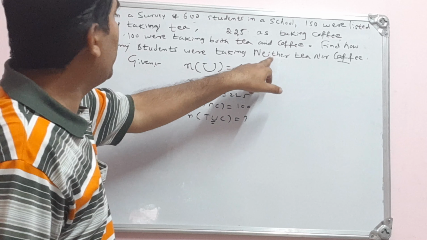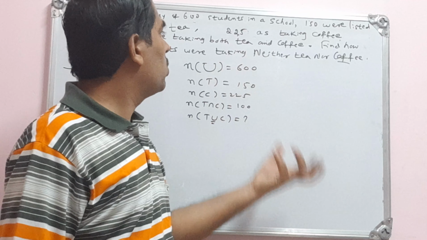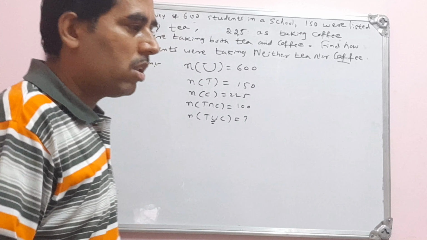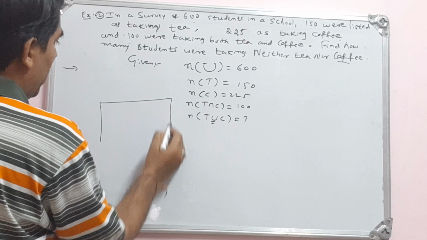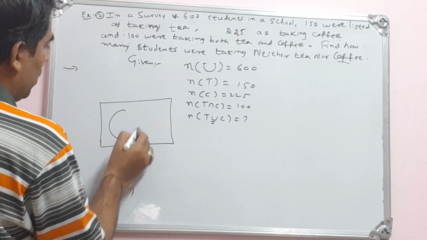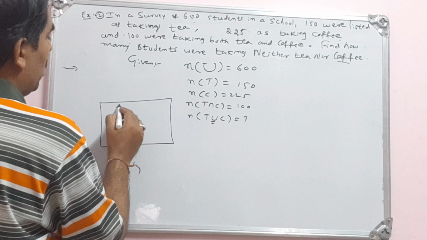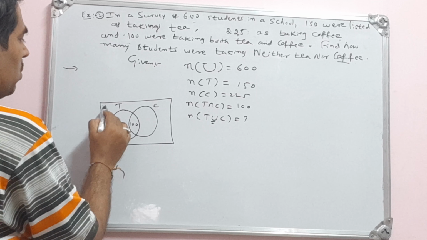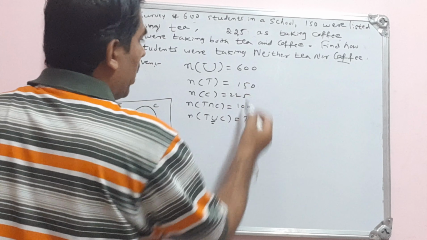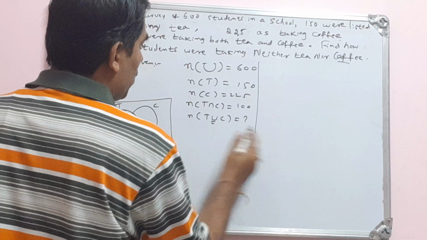So first we have to find out n of T union C. Afterwards we can find out the number of students who don't like tea or coffee. That means they will be kept outside. So we have to draw the Venn diagram here. Drawing the Venn diagram will be good, it will be very easy. So this is tea, and those who take coffee. This is both, which is 100. Here this is the universal set.